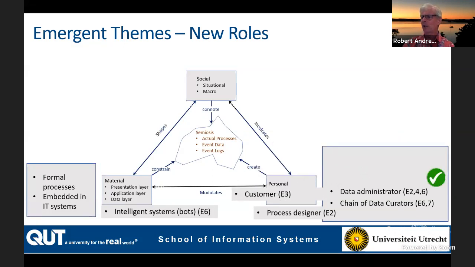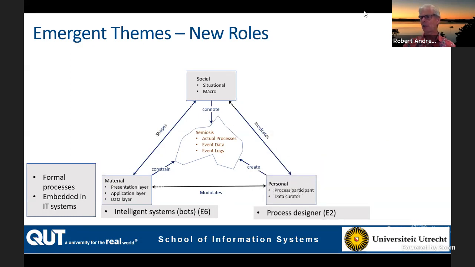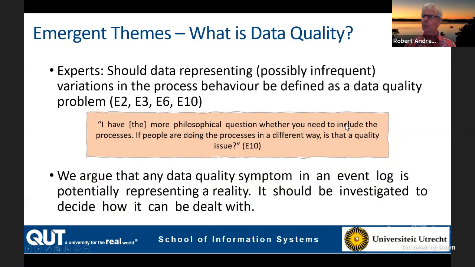Customers, we already feel that we deal with in the process participant role, and then data administrator and chains of data curators, when multiple people have hands on the data before it comes to us. We accommodated that by slightly changing our view of the data curator role. Another emergent theme centered around the question of what constitutes a data quality issue, what distinguishes correctly recorded but infrequent or aberrant behavior from data quality. In our view, we argue that any data quality symptom is potentially representing some reality and should be investigated.